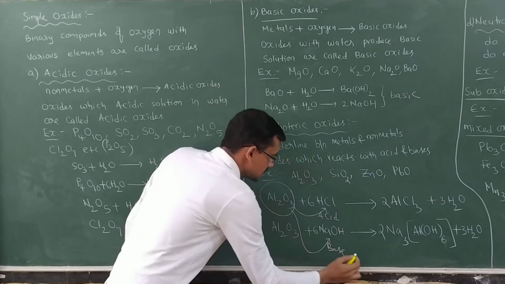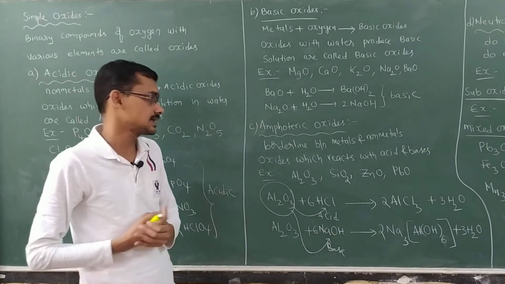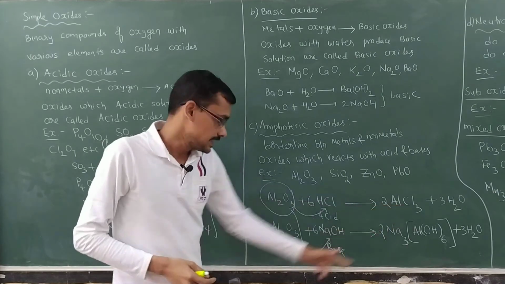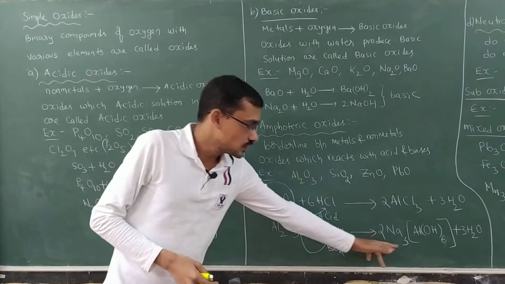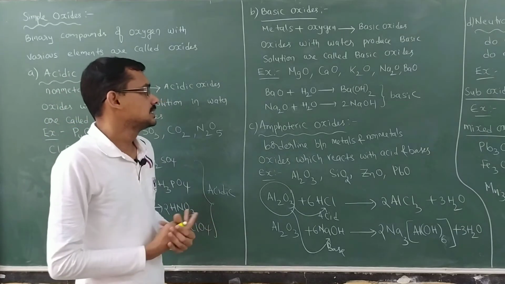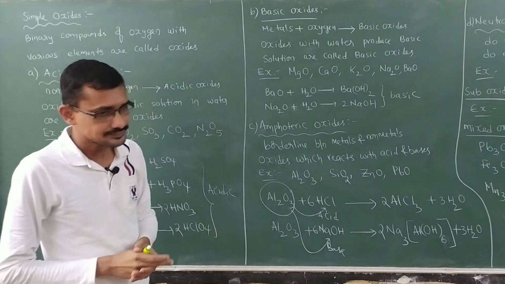That type of oxides are called what? Amphoteric oxides here. See, Al2O3 with acid we got AlCl3, Al2O3 with base we got sodium aluminate, isn't it? In this way, we are going to get this type of oxides.